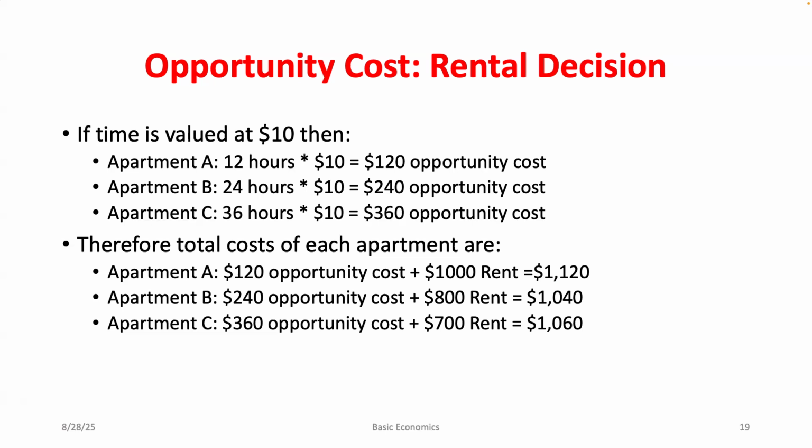So this is an easy little example to show that when we're making decisions, factoring in the opportunity cost can lead us to a different decision. In fact, it leads us to the optimal decision. If I would have chosen apartment C, I would have had slightly higher costs here. Any questions on this idea?